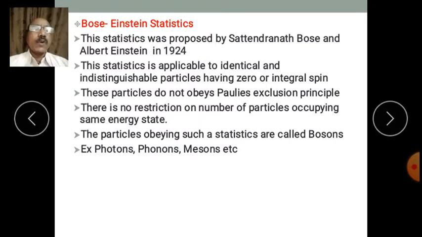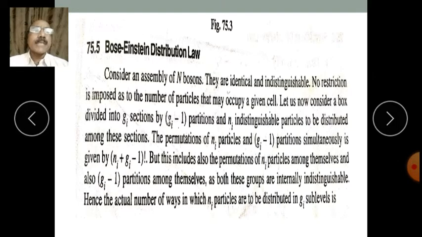Examples are photons of light, which are identical and indistinguishable and possess zero or integral spins, or phonons, the particles carrying heat energy from one position to another, or mesons. Such types of particles obey Bose-Einstein statistics.